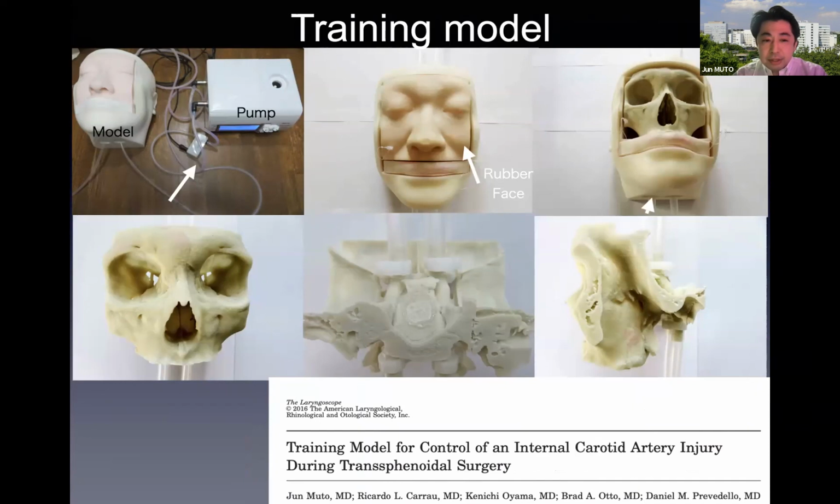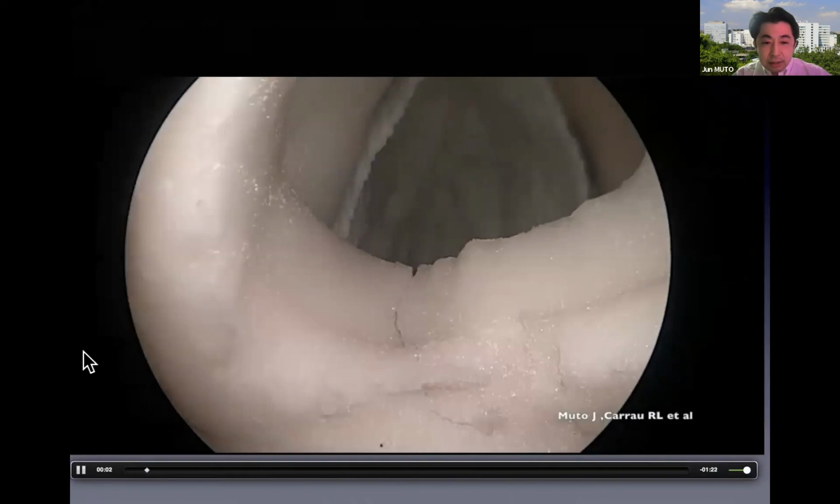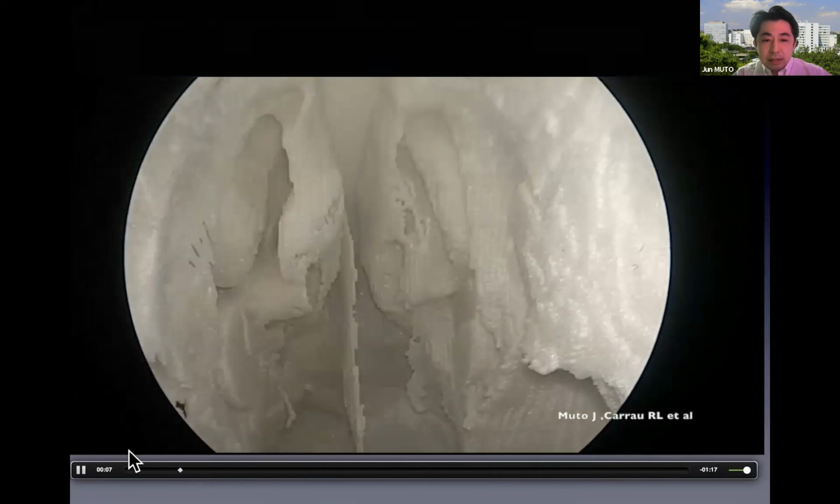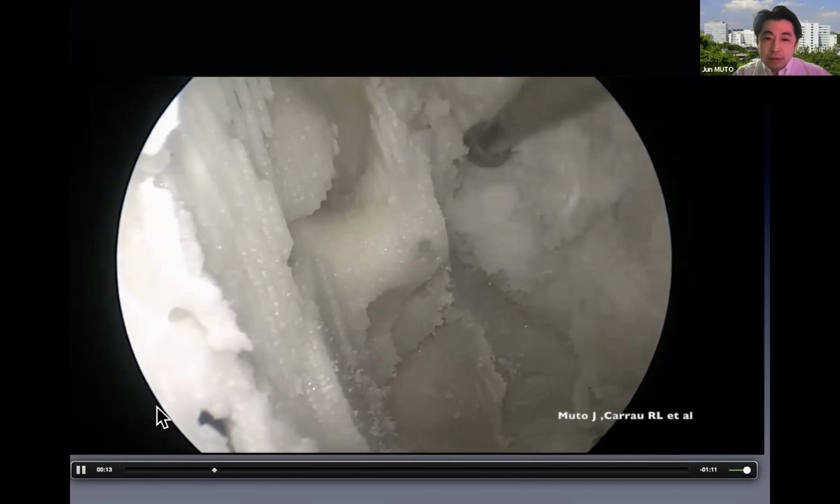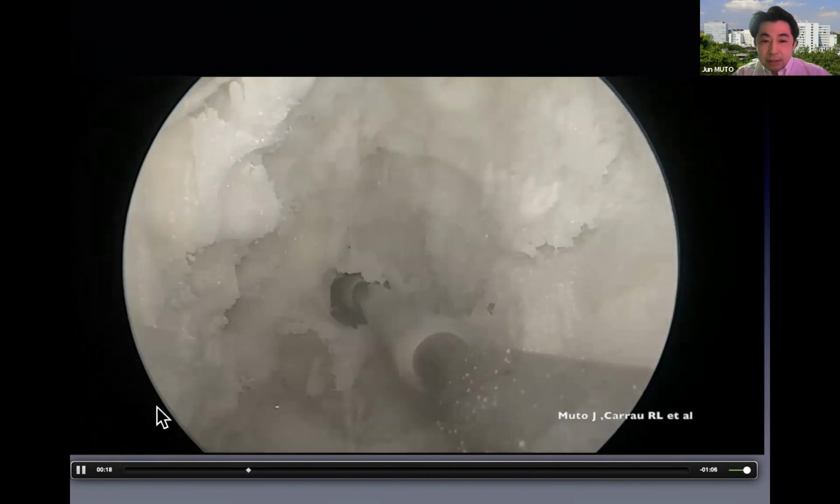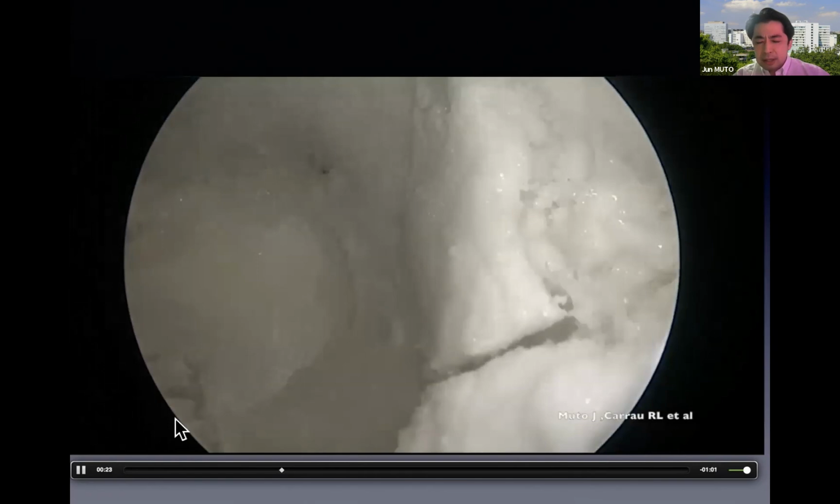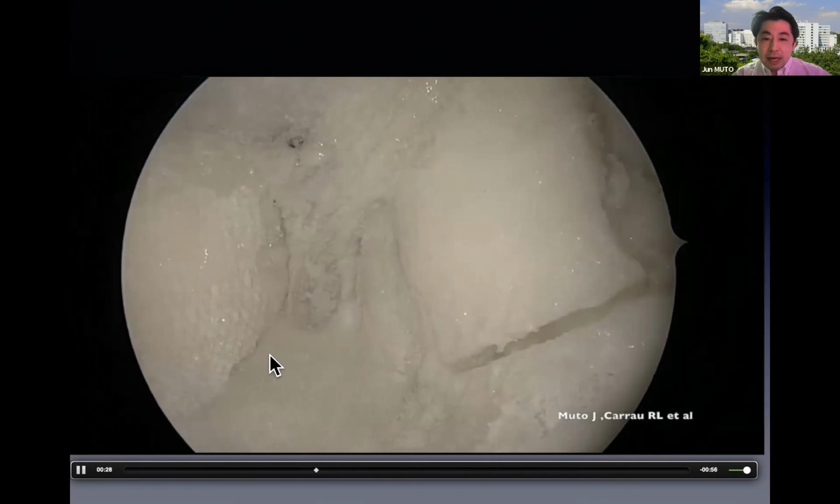So I'd like to show you a video to simulate the endonasal endoscopic surgery like this, with the exact anatomy. We drill with the curved drill and make a hole on the anterior wall of the sphenoid sinus, and the anatomy is exactly the same. And this is the sphenoid sinus. Also, here is the carotid.